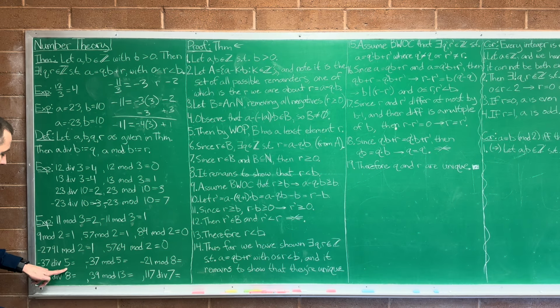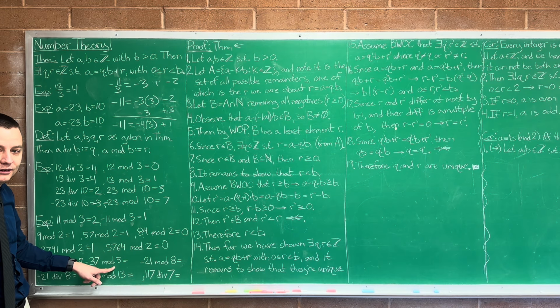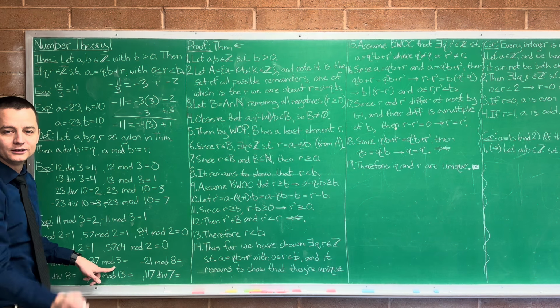Alright, back around. Negative 37 mod 5. What would the remainder be? Is that me? No, it's her. Oh, no. Front row, right? Yeah. We went this way. Back to front.